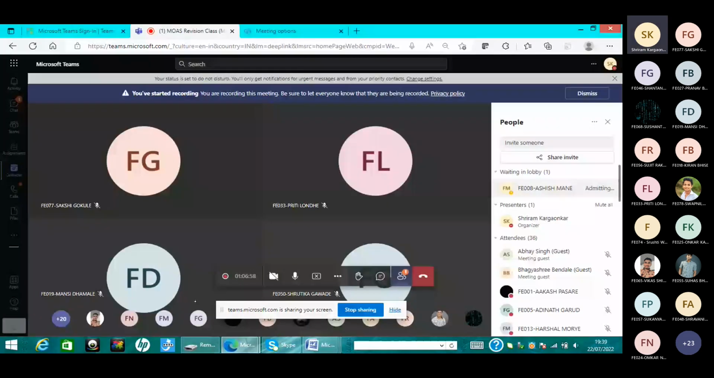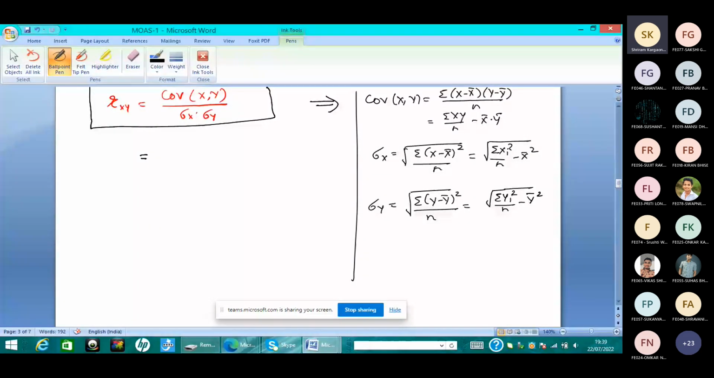So what are the various forms there? Suppose you put the values of this. What you will get? You will get another form, summation (x minus x bar) into (y minus y bar) upon, if you solve this, you will get another form like this, square root of summation (x minus x bar) whole square into summation (y minus y bar) whole square. So this is one other form. This is the first formula. This is another formula.